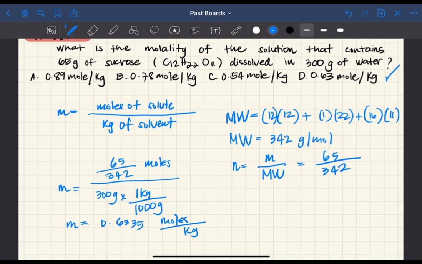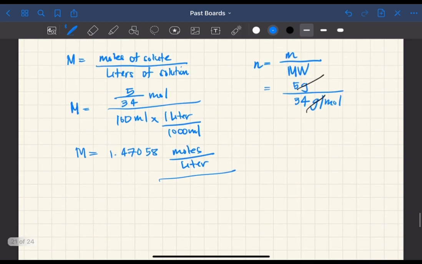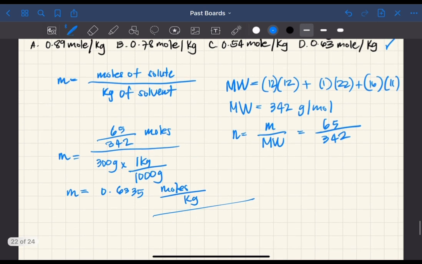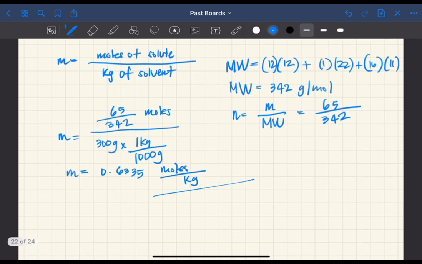So take note for the unit of the molality, it's moles per kilogram. While the molarity, the unit is moles per liter. So they are also different in units. So that's it for this topic.